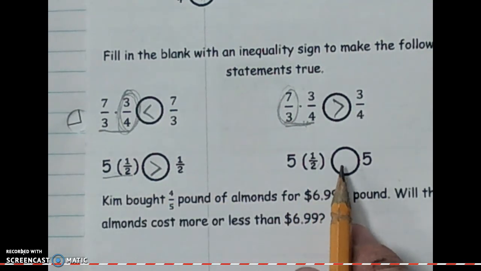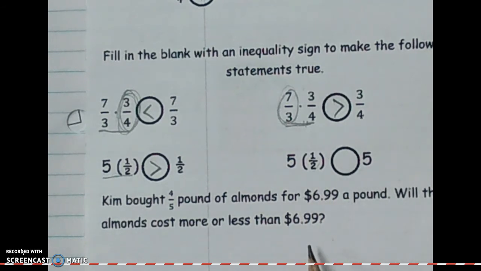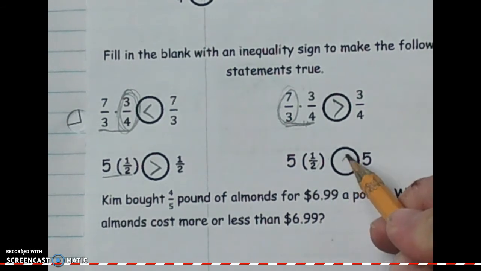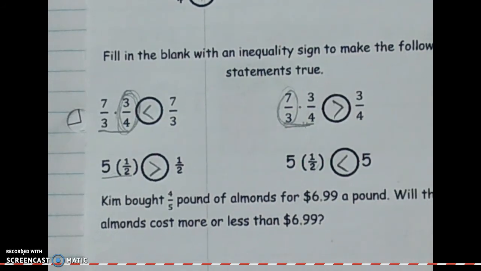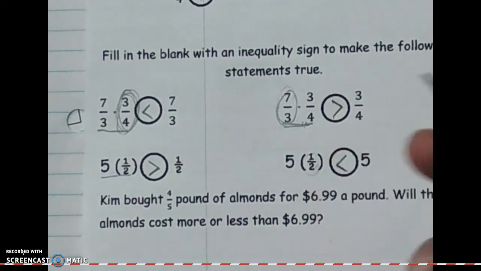5 times 1/2 is greater than, less than, or equal to 5. Less than. Why, Reese? Because 1/2 is not bigger than 1. Because 1/2 is smaller than 1. Okay. Same thing. Yes, you're right. It is the same thing.